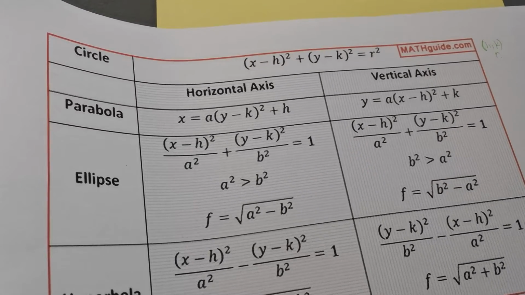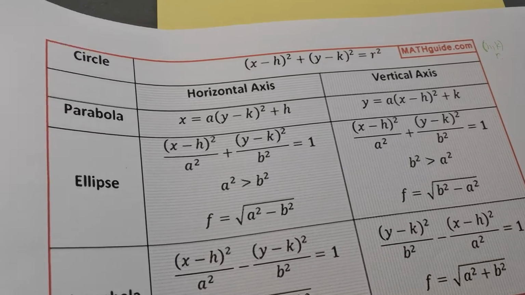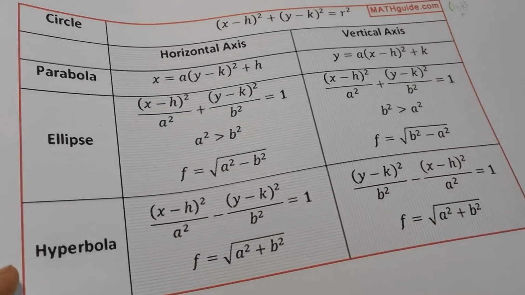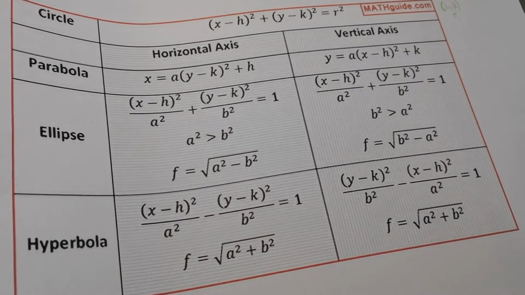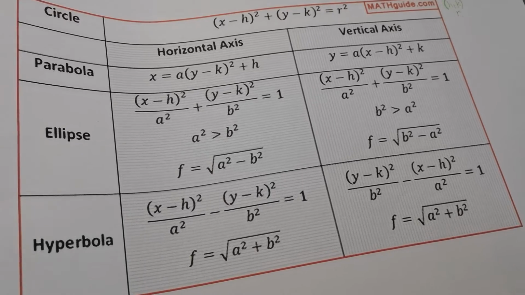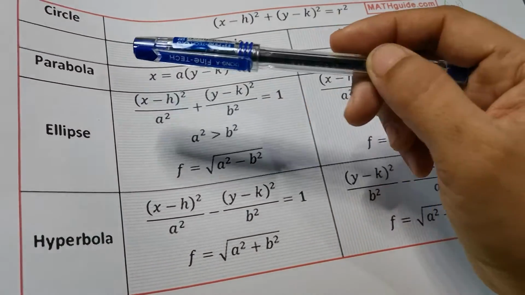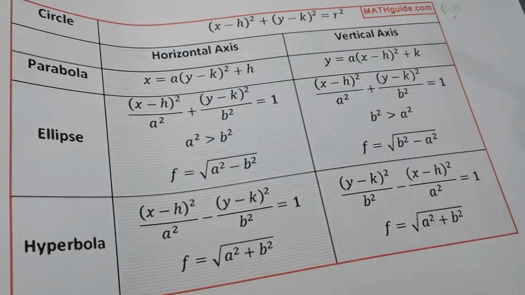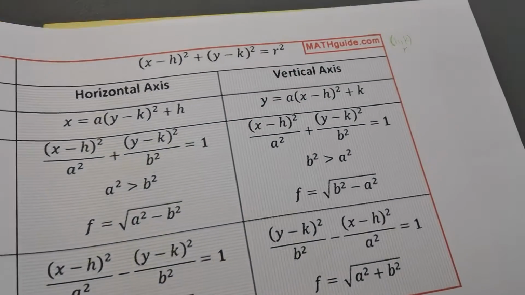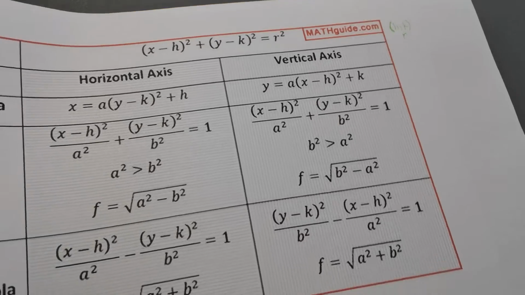Good morning, Martinez. So as promised, I am going to discuss how to identify the equations of the four types of conic sections. So we have four. We have the circle, the parabola, the ellipse, and the hyperbola. Okay, so let us start with the circle.